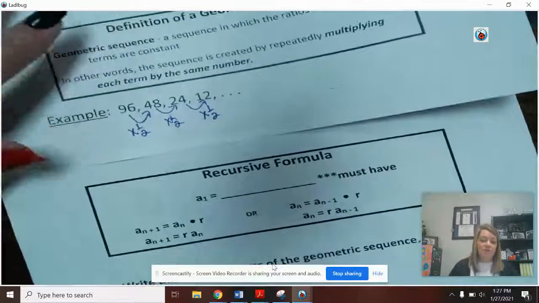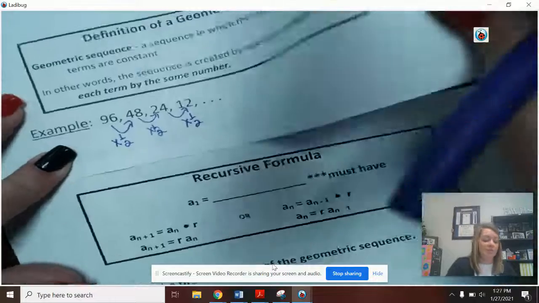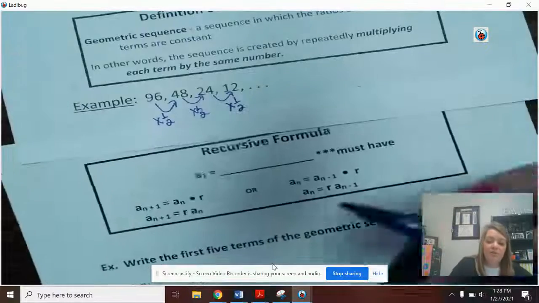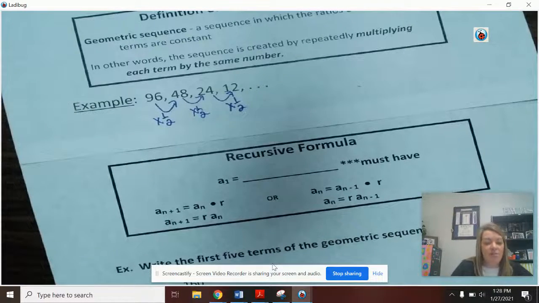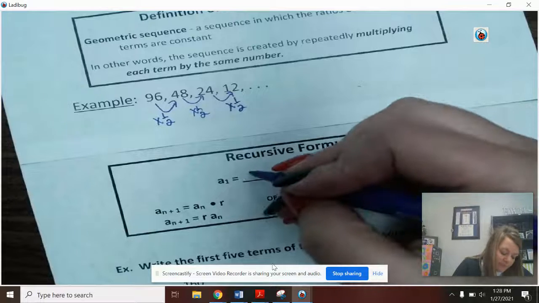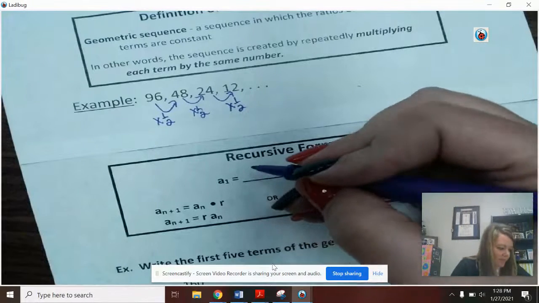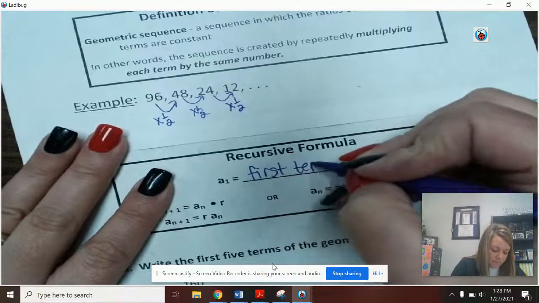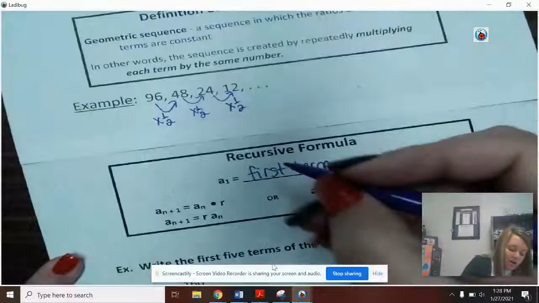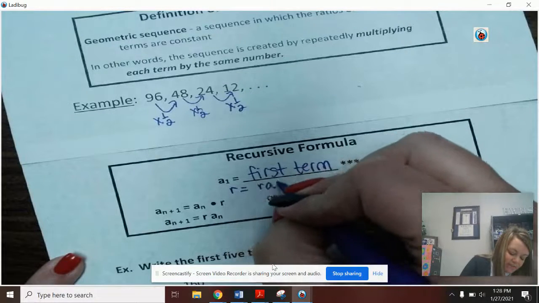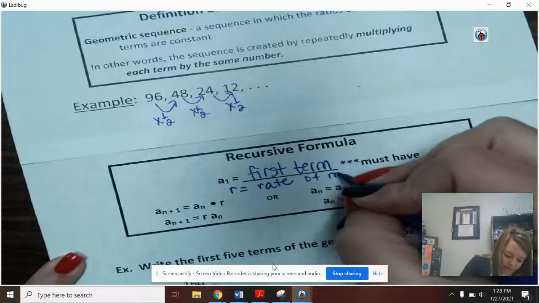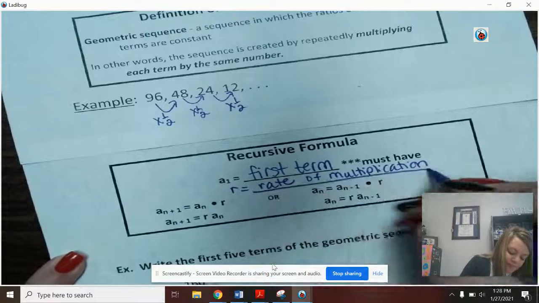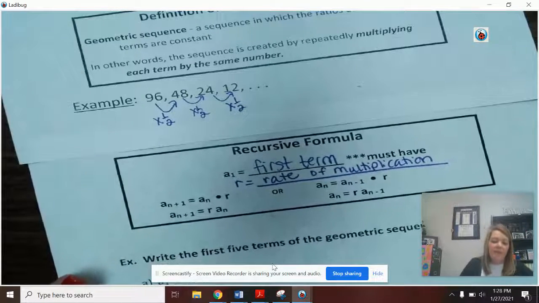And we're going to take this example here and do the recursive formula for it. So I'll put it back over here. Okay. So in the recursive formula for a geometric sequence, you have to have the starting term again. You have to have the, what did I call it before? The first term? Yeah, the first term. Okay, and here R is your rate of multiplication. All right. So R is what we're going to multiply by, okay?